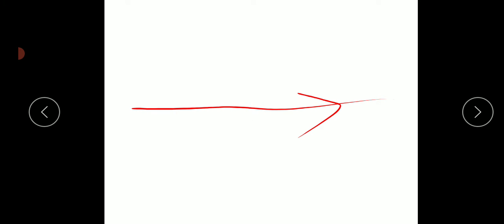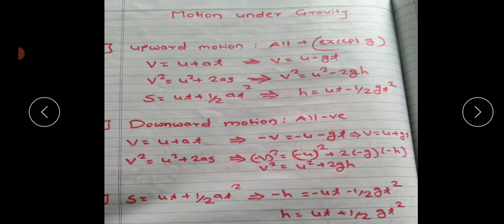So motion under gravity is a type of rectilinear motion in which motion is in a single direction. The basic types are upward motion and downward motion. Here, for upward motion, all parameters are assigned a positive sign. For downward motion, for all parameters u, v, a, s, a is to be replaced with acceleration due to gravity, that is g. For both cases g is to be assigned a negative sign.